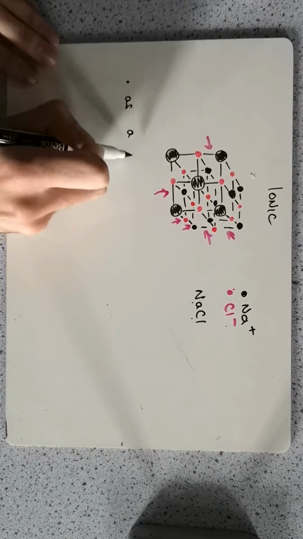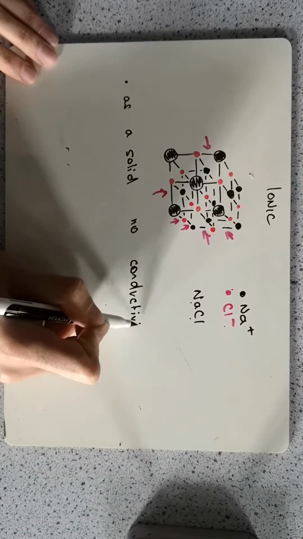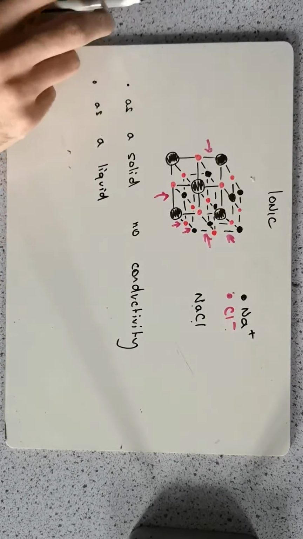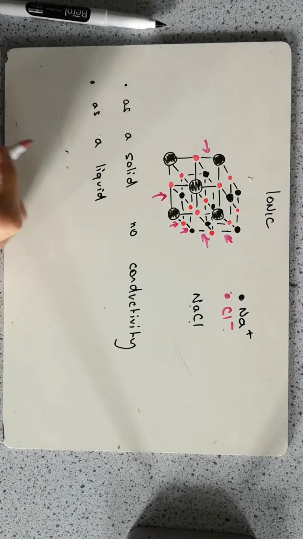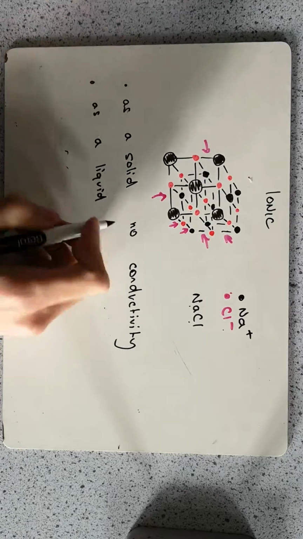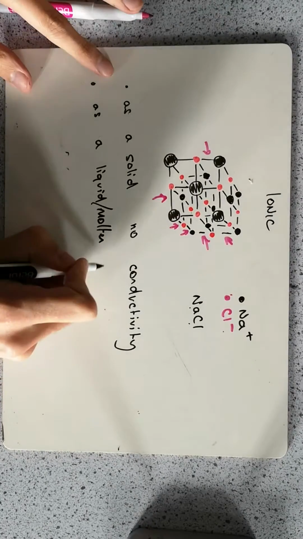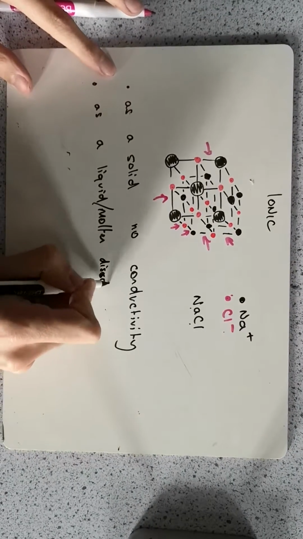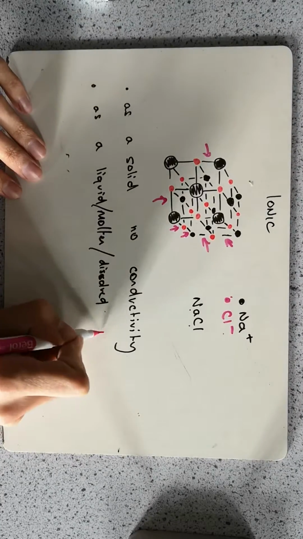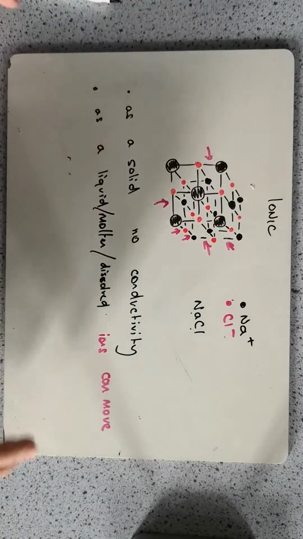So as a solid, no conductivity. As a liquid though, if we break down all these bonds, then the ions can move. So we've got ions that can move around. I think for liquid, you tend to say it's molten. You'll see either of these two phrases used, or even liquid, molten, or dissolved. But then the ions can move, key phrase, and because they can move, it can conduct electricity.